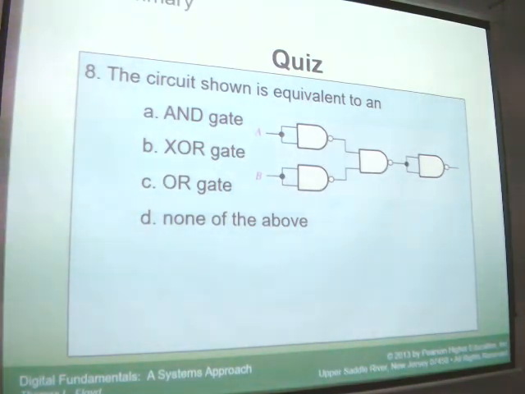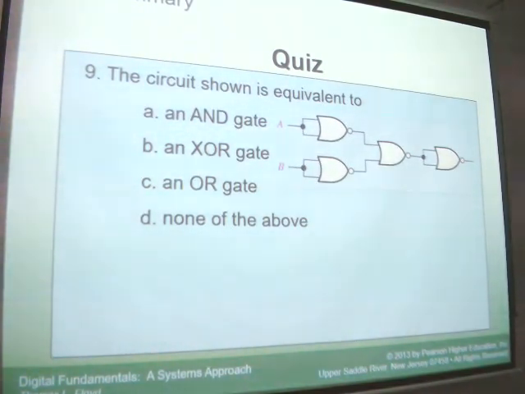So the answer is D. AND gate equals AB. XOR gate equals AB bar plus A bar B. Right? OR gate is A plus B. So the answer is D.